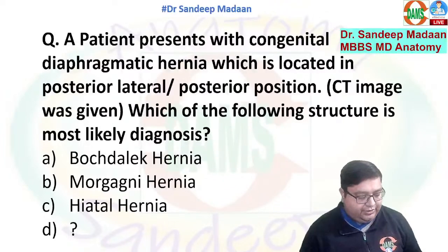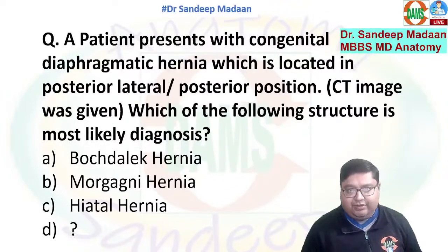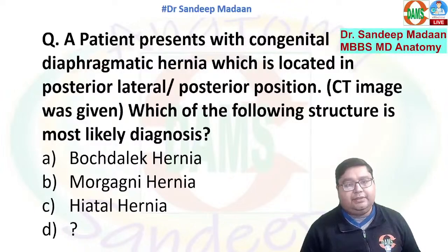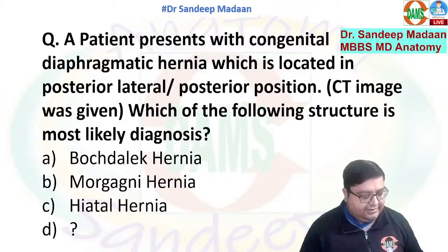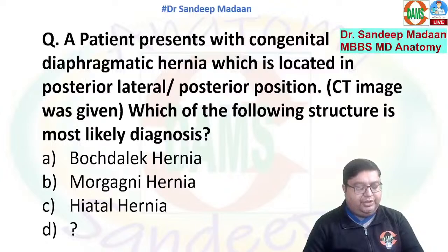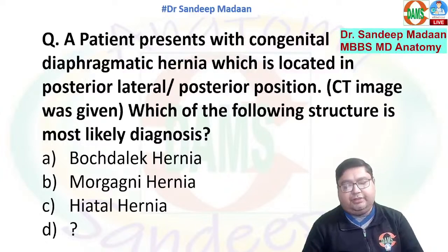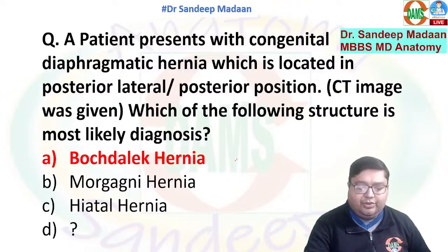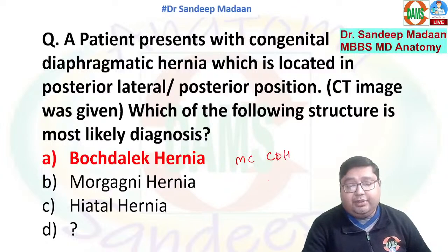Next question. Now this question, some CT scan was given and the students are saying that the question was based on the diaphragmatic hernia, and the position which was given was either posterolateral or posterior. Yes, can you confirm which position was given? Because based on the position, if posterolateral was given, the answer will be Bochdalek hernia, which is the most common type of congenital diaphragmatic hernia.